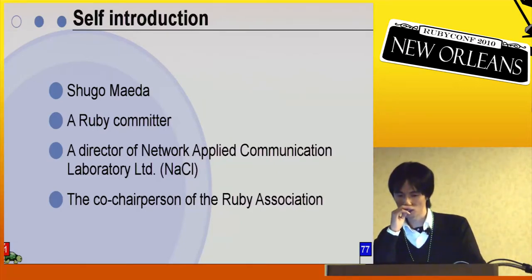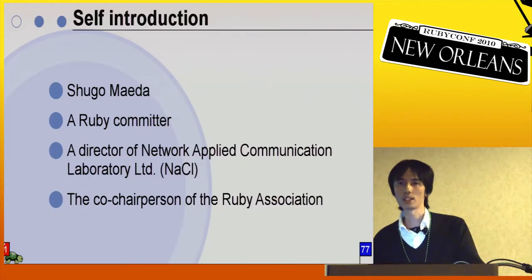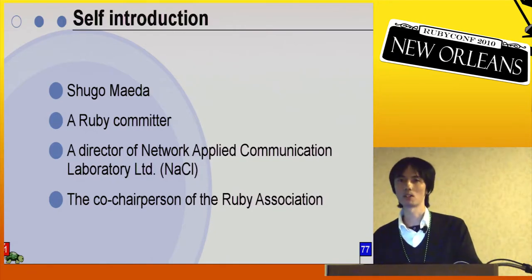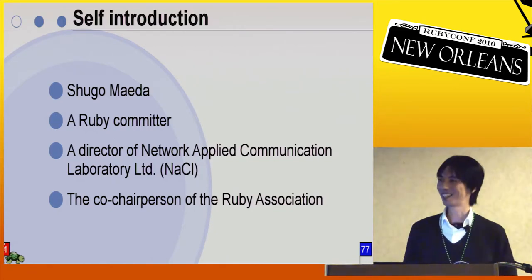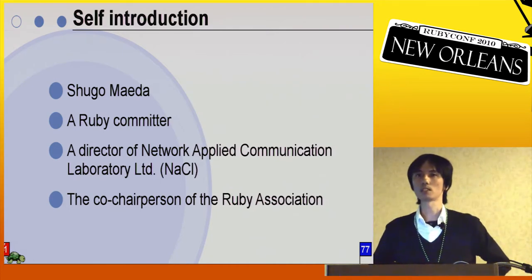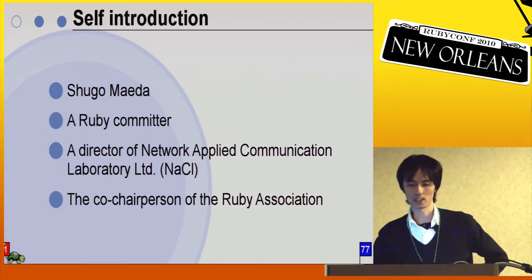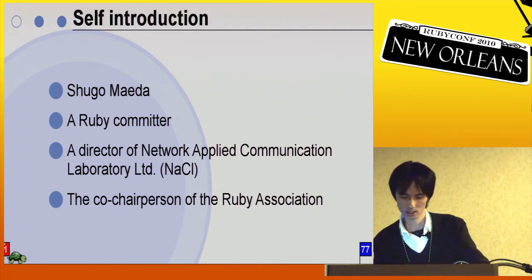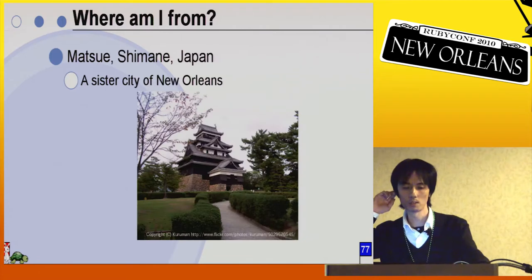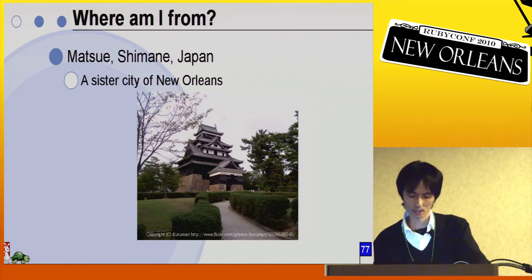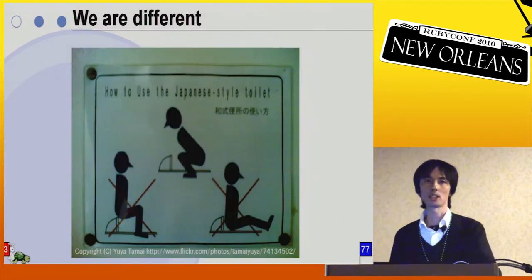I'm also a director of Network Applied Communication Laboratory. It is a company for which Matt works. I'm making money for him. I'm also the co-chairperson of the Ruby Association. The Ruby Association is an organization which is dedicated to development and promotion of Ruby. I'm from Matsue, Shimane, Japan. Matsue is a sister city of New Orleans. So we are different.